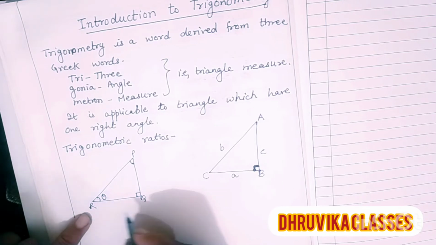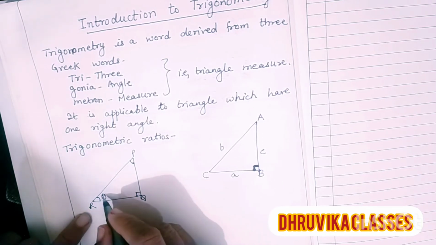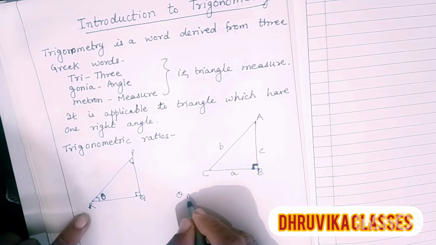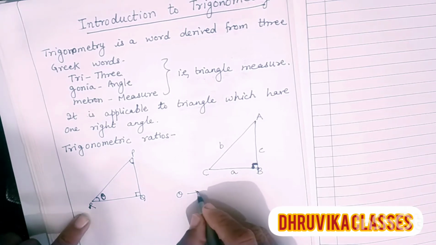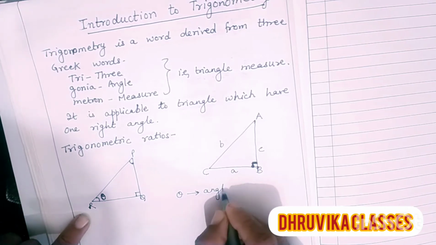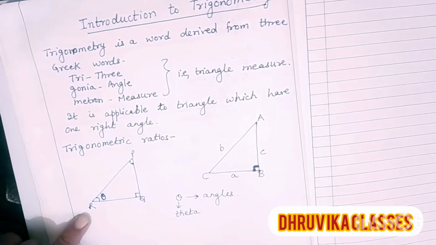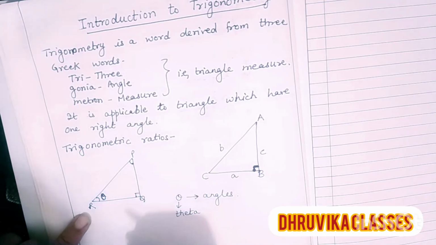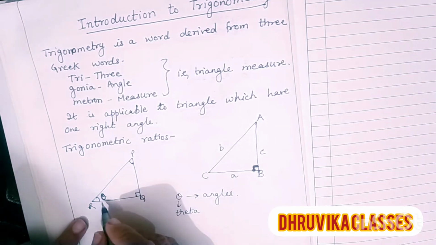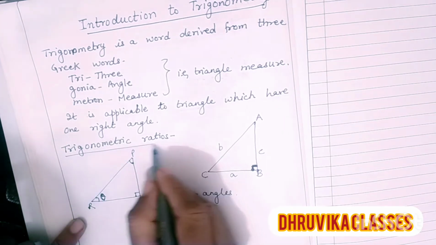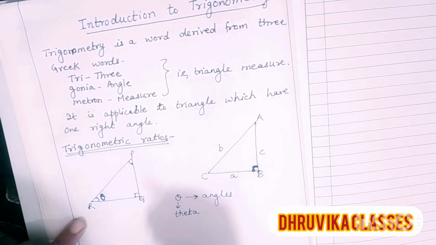Now in Greek they use alpha, beta, gamma, delta like this. So one of the Greek alphabets is theta. This theta is generally used to represent angles. For representing angles we use this symbol that is called theta. Okay, so suppose we write this angle as theta. Now in this triangle PQR, how can we apply trigonometric ratios? How to find trigonometric ratios?